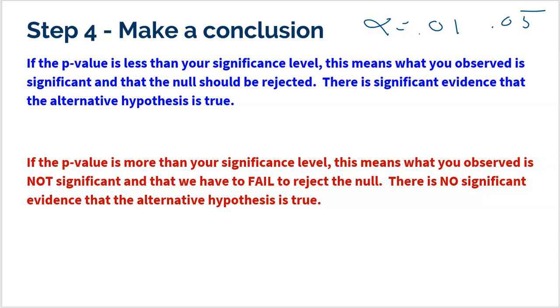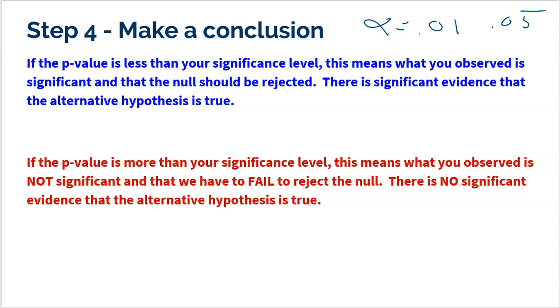So if your p-value is less than your significance level, this means that what you observed is significant, that the null should be rejected. And there is significant evidence that the alternative hypothesis is true. If the p-value is more than your significance level, this means that what you observed is not significant and that we fail to reject the null.